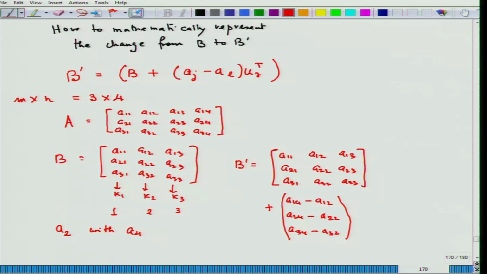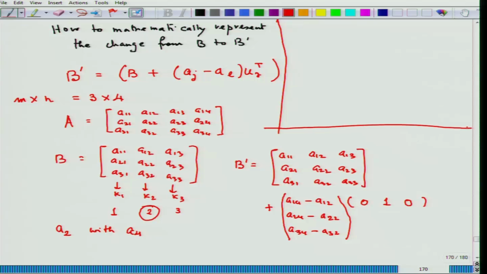This is a column vector, multiplied with this row vector whose rth position is K2; 2 is the r. So, it will have 0, 1 and 0. Now, I am doing the multiplication which I will carry out here, because I need everything to be on one page for you. If I carry out this matrix multiplication, what will I have? B dash is B, which is A11, A12, A13, A21, A22, A23, A31, A32, A33. You see this is a rank 1 update, if you remember.